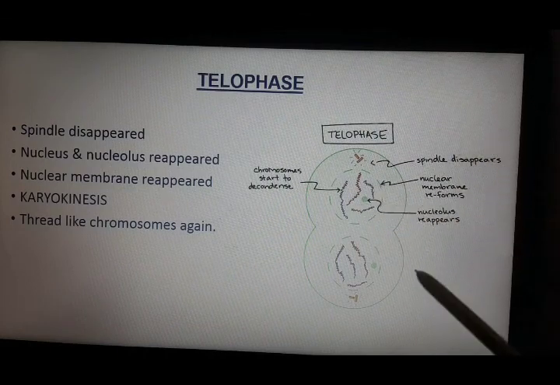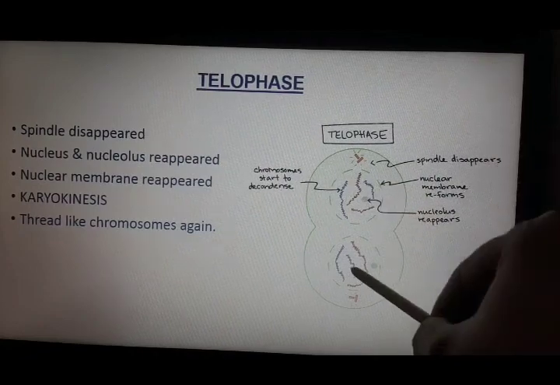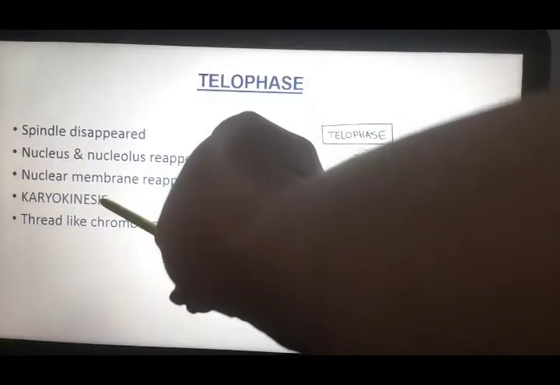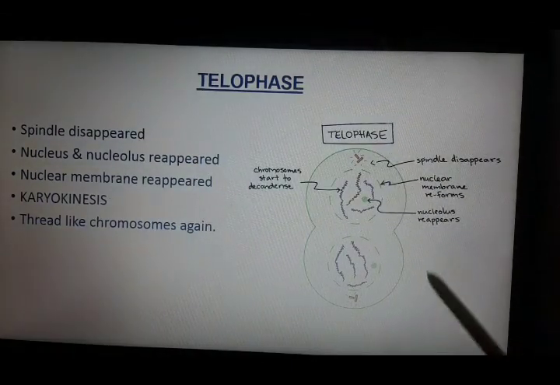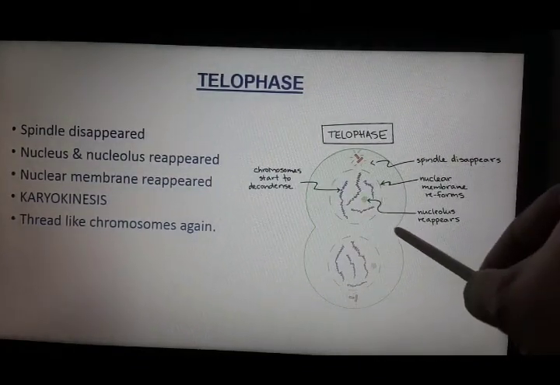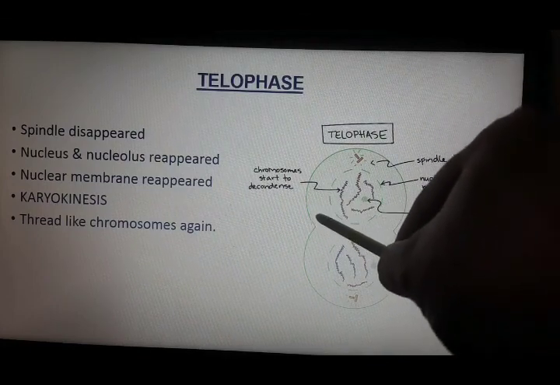Now this nuclear membrane joins together to form a complete nucleus. That means in the beginning you started with one nucleus, and now you are ending up with two. You name the term karyokinesis, that means division of the nucleus. But as of now, if you can see, there is no division of the cytoplasm. You do have a place here, you are labeling it as a furrow, but it is still not divided.